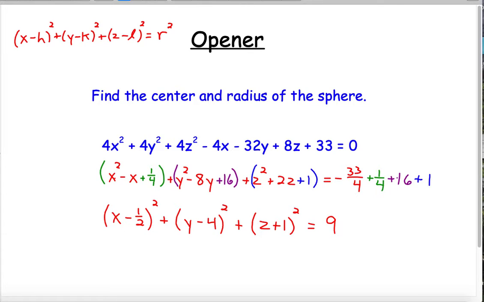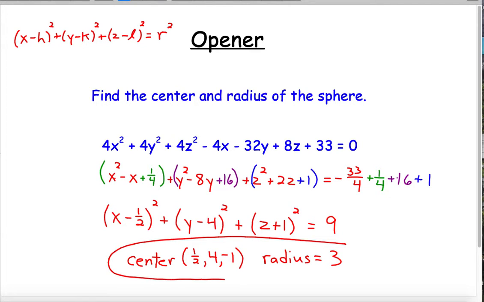And there we go. So the center is going to be the point (1/2, 4, -1). And the radius, well, the radius squared is 9, so the radius of this sphere will be the square root of 9, which is 3. And that's it. So the center, picture this in 3D. The center is at (1/2, 4, -1), with a radius of 3.